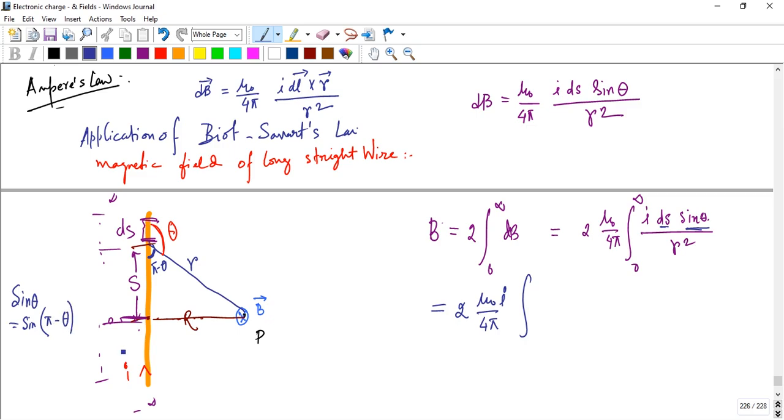Okay, so both will be the same. If sine theta and sine of pi minus theta are the same, then this is also the same angle, obviously. So sine is perpendicular by hypotenuse. Here the perpendicular is R, and here is the hypotenuse.